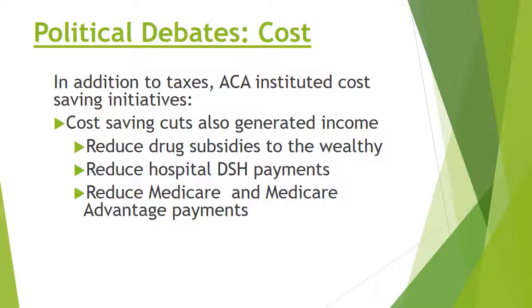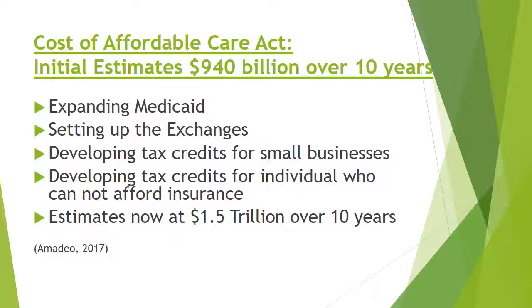In addition to new taxes, the ACA initiated some cost-saving policies such as reducing drug subsidies to the wealthy, refusing hospital DSH payments, and reducing the reimbursement payments made by Medicare and Medicare Advantage plans. The cost ended up being approximately $940 billion over 10 years. Part of the cost was coming from the expansion of Medicaid, setting up the exchange systems and developing the various tax credits to help consumers pay for this insurance. The cost estimates keep changing, but the newest estimates are as high as $1.5 trillion over 10 years.